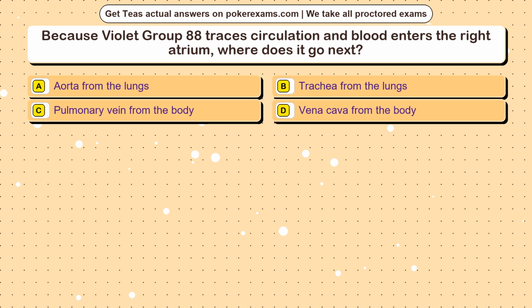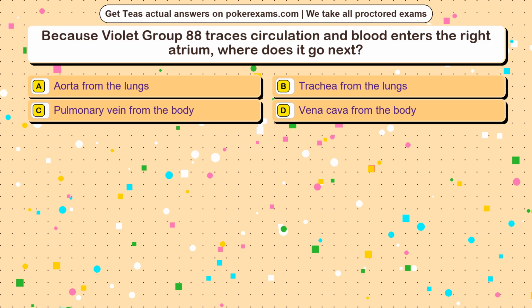Question 15. Because Violet Group 88 traces circulation and blood enters the right atrium, where does it go next? Option A, aorta from the lungs. Option B, trachea from the lungs. Option C, pulmonary vein from the body. Option D, vena cava from the body.